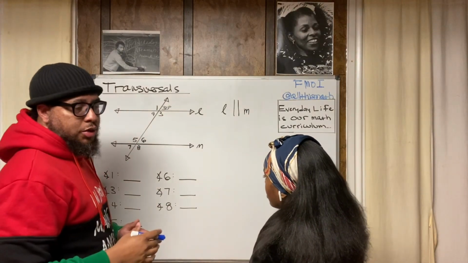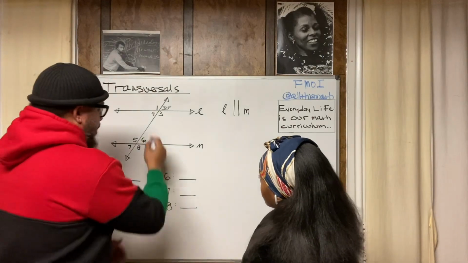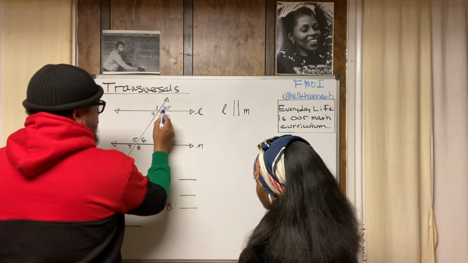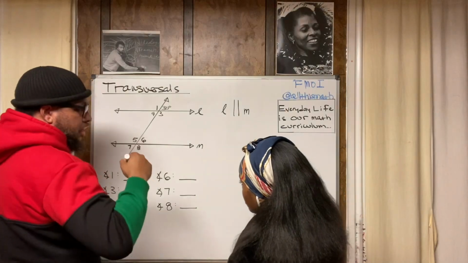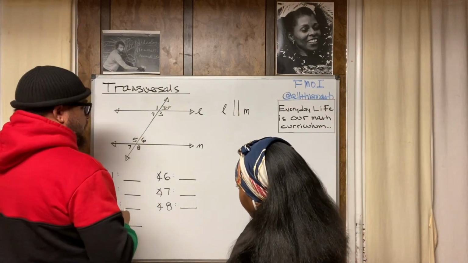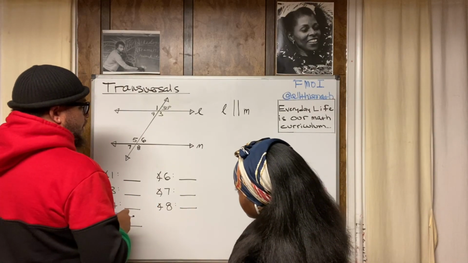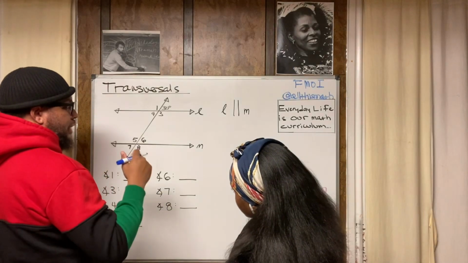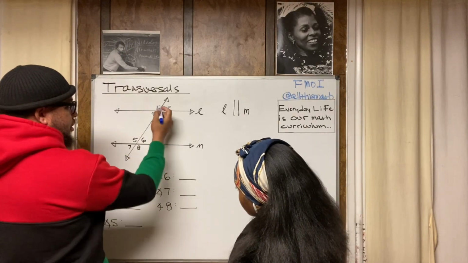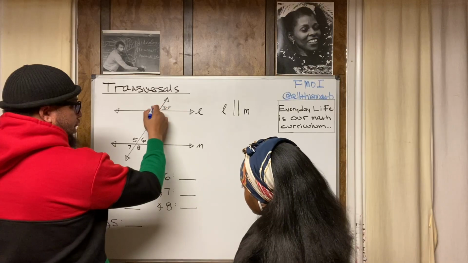The root word of linear is line. It means they form a straight line. This angle and this angle together form a straight line. A straight line is also an angle, right? The angle measure of a straight line is 180 degrees. So that means that these two angles together add up to 180 degrees.